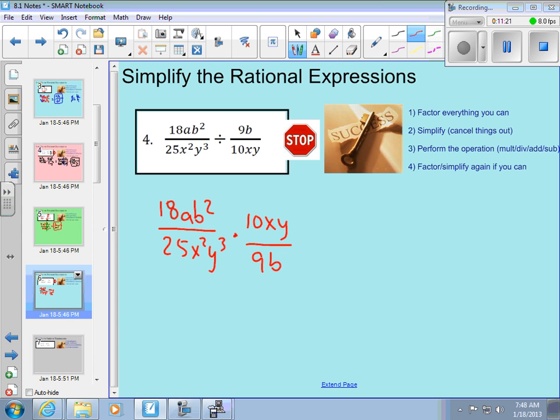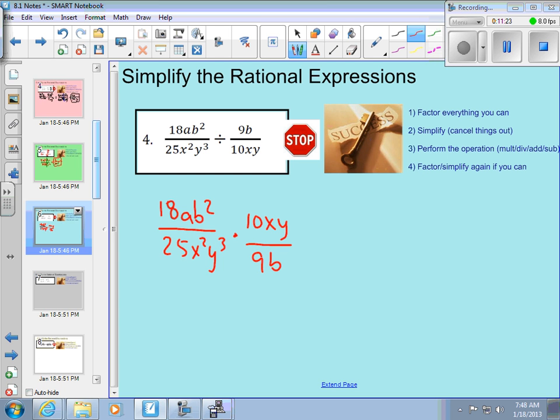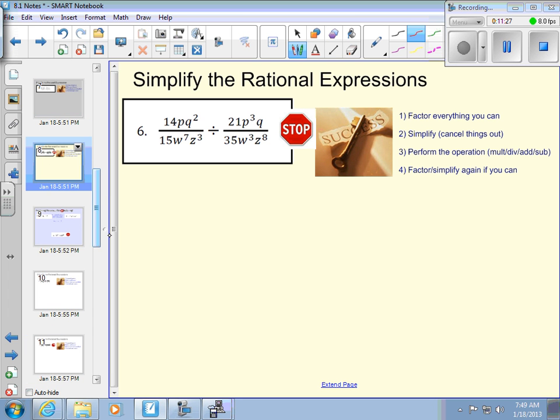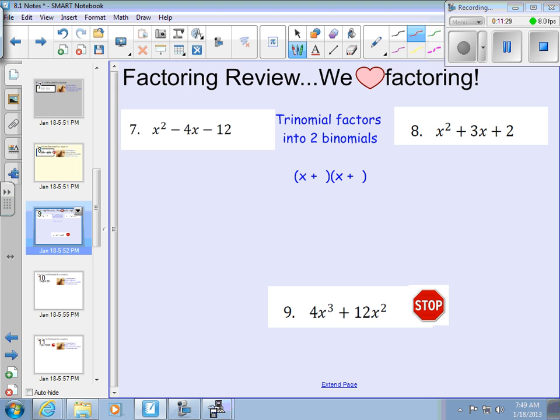I'm going to let you try number 4. I want you to try number 4. Also try 5 and 6. See what you get on those. Right now, though, let's turn to the back. We're also going to look at some different types of rational expressions where we have some adding and subtracting. Before we get into those, let's kind of review some factoring.